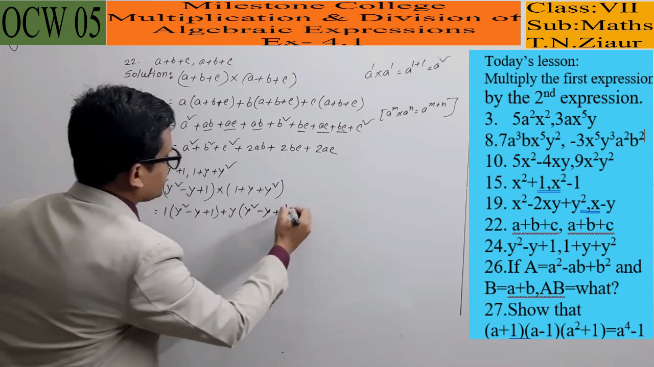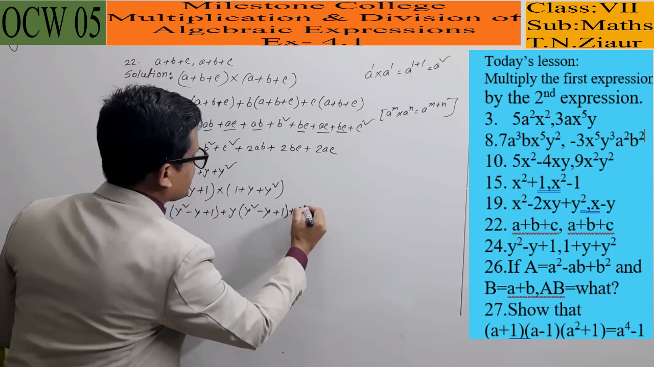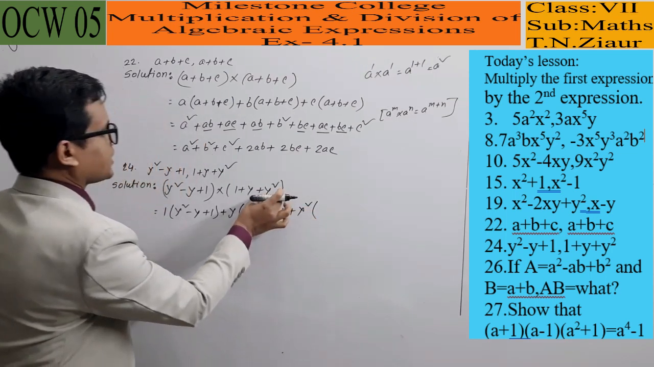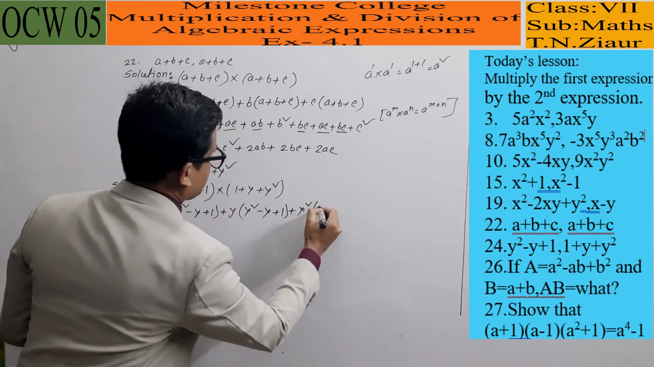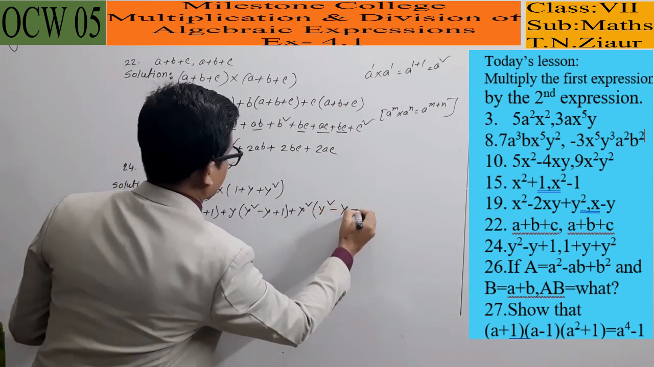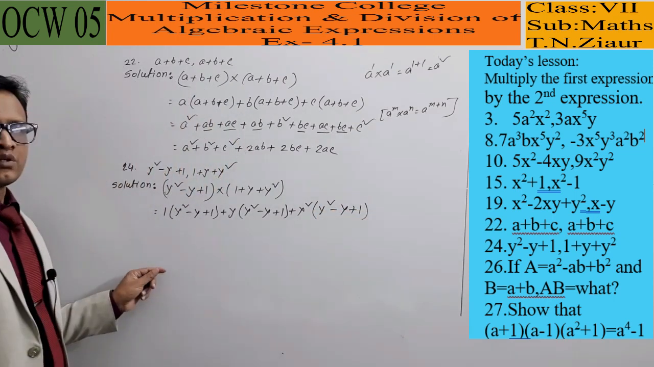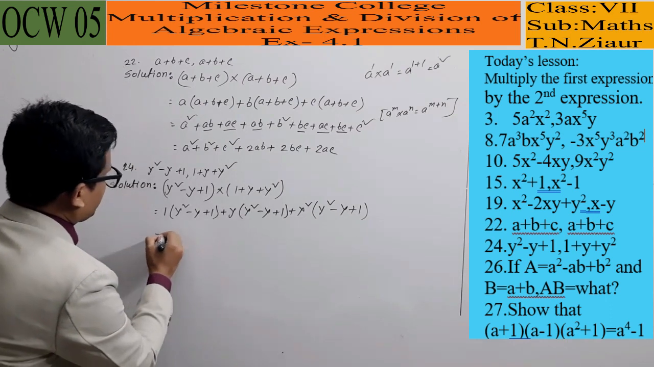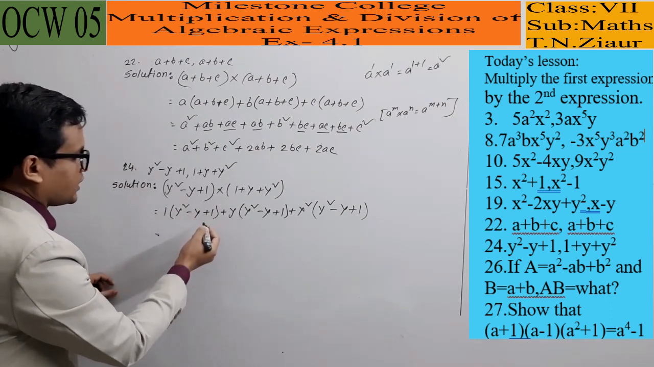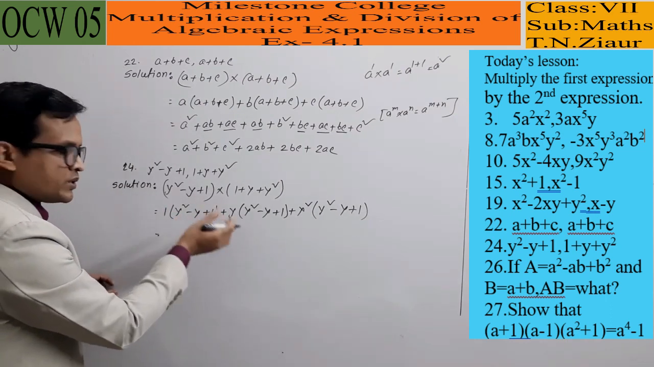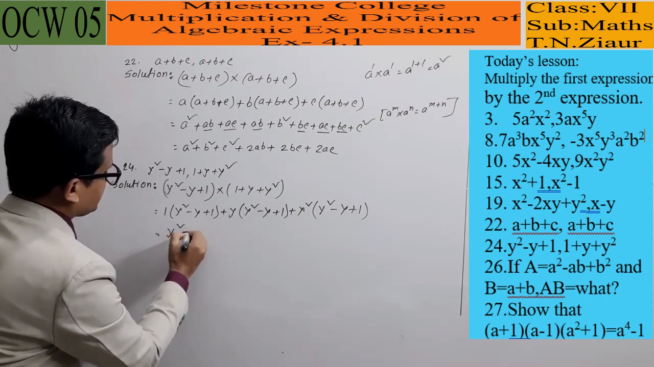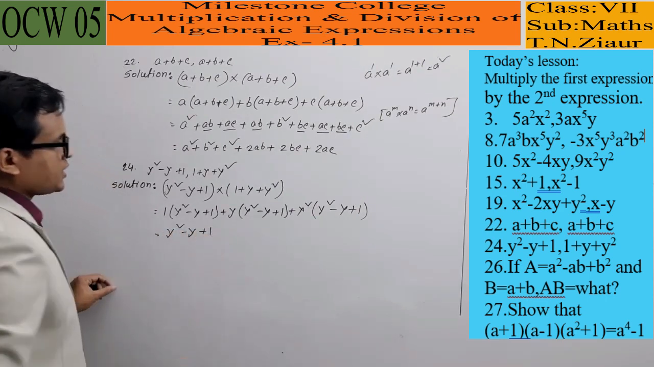My dear students, maybe you are telling me, sir, you are doing the same maths, right? Y square, again write the y square, again write the multiplicand, so y square minus y plus 1, right? So it's easy now. When you multiply 1 with any number, the product will be the same. So we just write y square minus y plus 1, right?